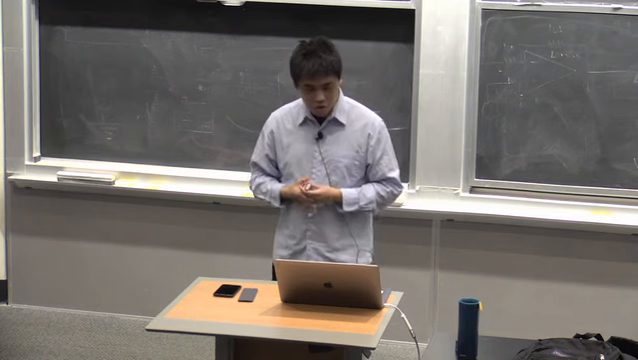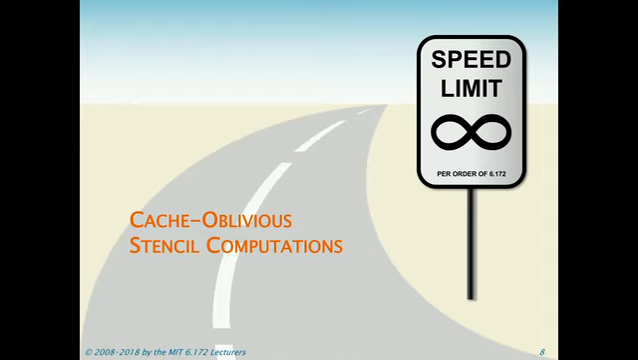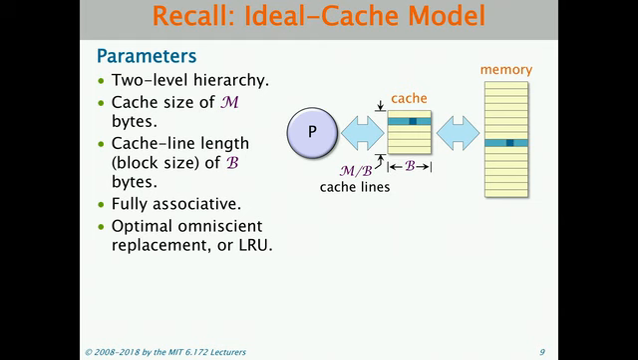Okay, so that code, as we saw, it wasn't very cache efficient. You could make it cache efficient using tiling, but we're going to go straight to the cache-oblivious algorithm because it's much cleaner. So let's recall the ideal cache model.